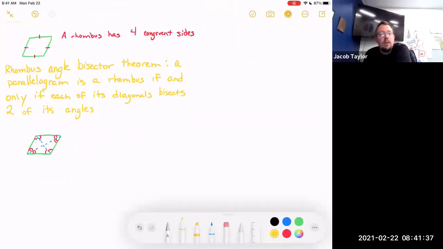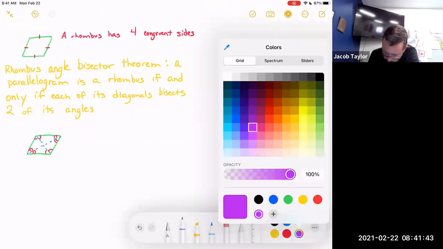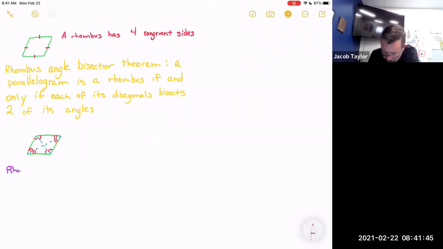Another important theorem of the rhombus is the rhombus diagonal theorem. This one's a little easier to wrap your head around, the rhombus diagonal theorem, which states a parallelogram is a rhombus if and only if its diagonals are perpendicular.